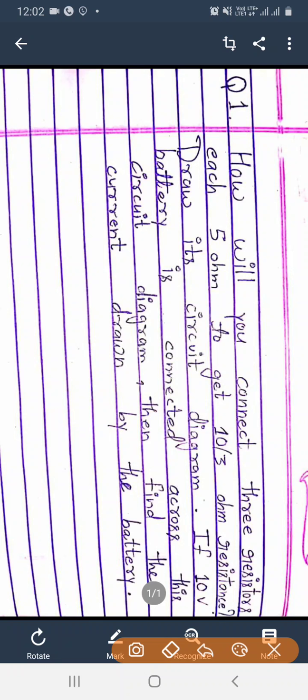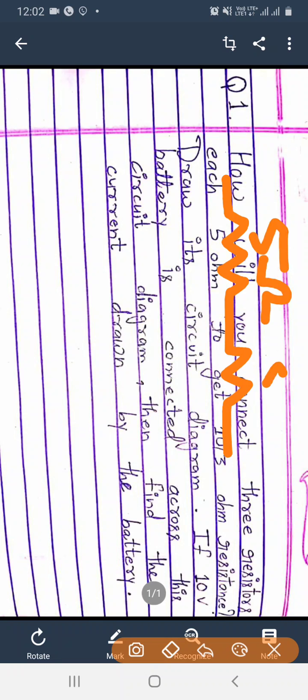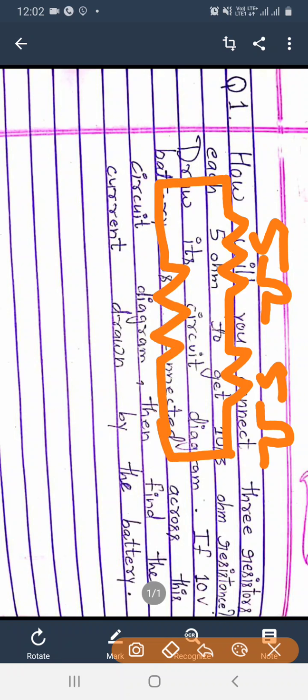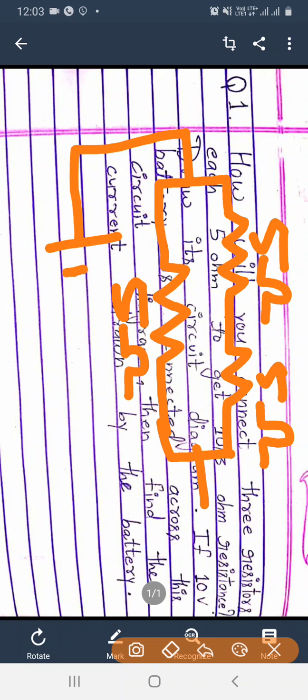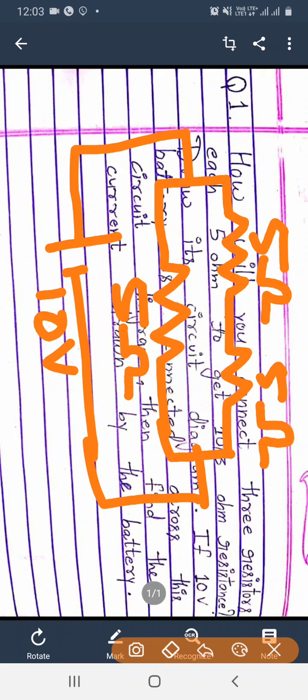And if you connect two 5 ohm resistors in series like this, 5 ohm, 5 ohm, and this combination is connected with another 5 ohm resistor in parallel, and here you connect a battery, and this battery is of 10 volt. Now you will get the answer.